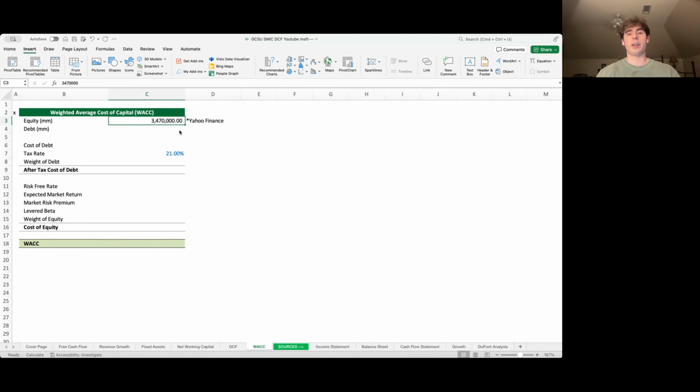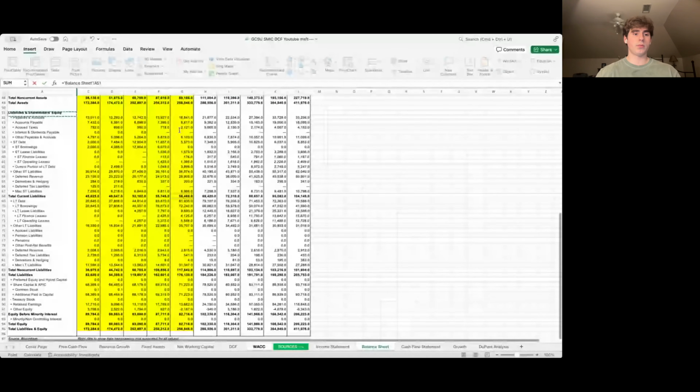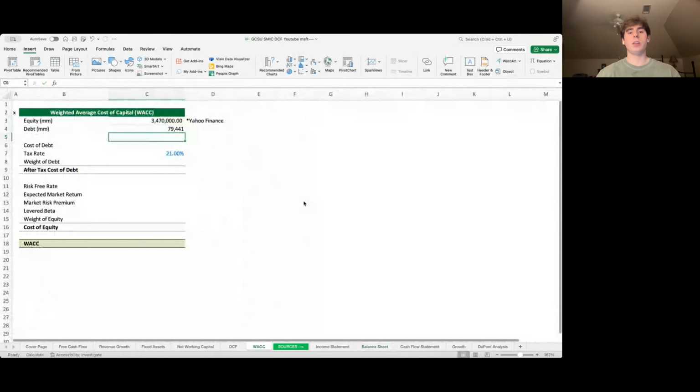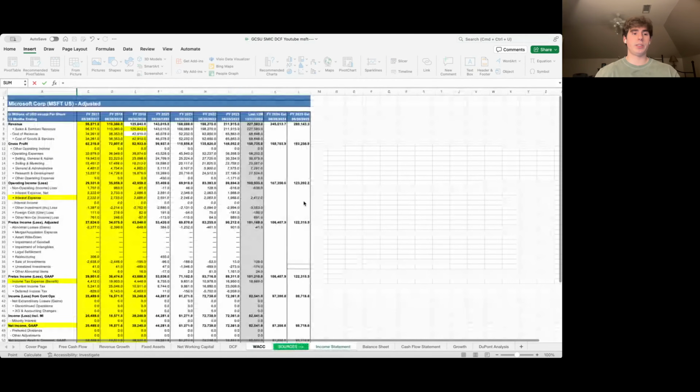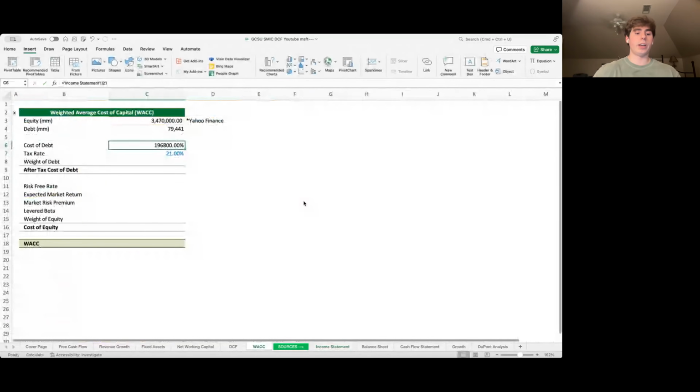To fill in the equity value, use the company's market cap. Market cap is the total value of the company's outstanding shares of stock. To fill in the debt value, you go to the balance sheet and you add up their short-term plus their long-term debt. Now that we have the company's capital structure, we can get started with the debt portion of the WACC equation. Cost of debt is the effective interest rate the company pays for its borrowed funds. To solve for this, you go to the income statement, you take their interest expense, and you divide it by their total debt.